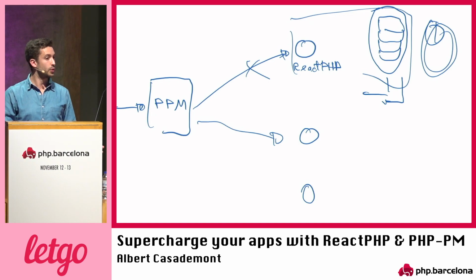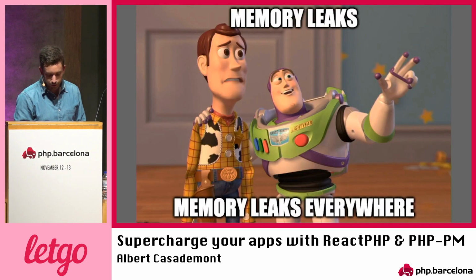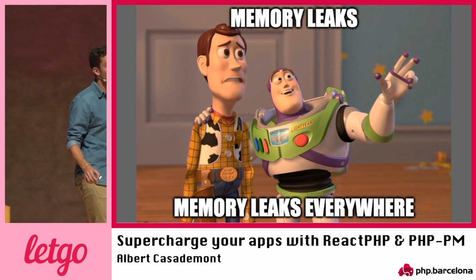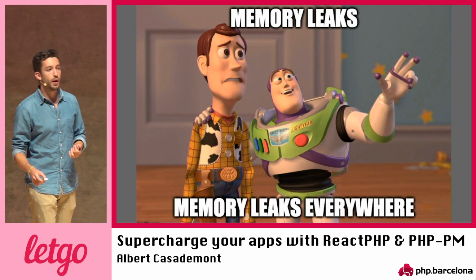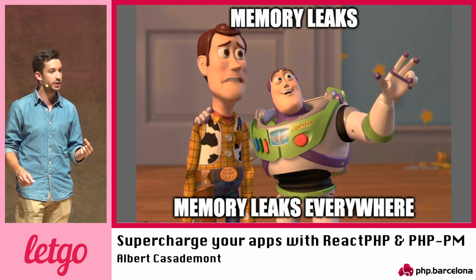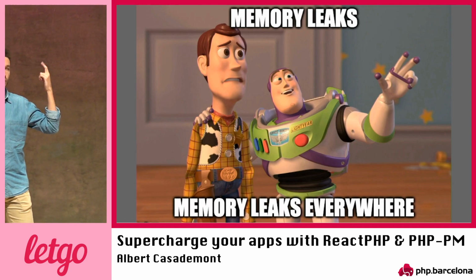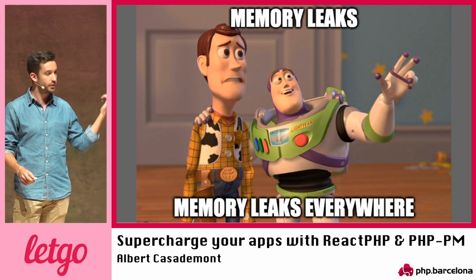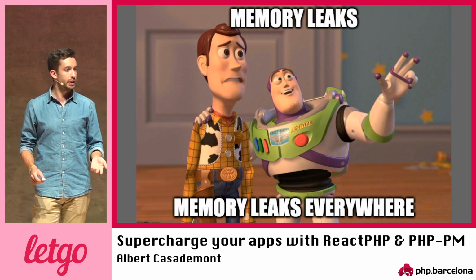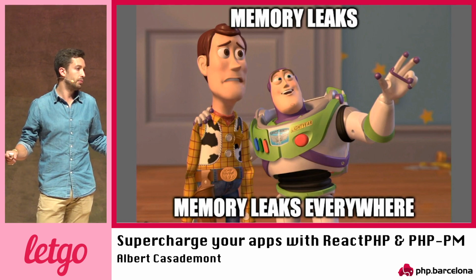So that solves quite a lot of problems, but memory leaks. Memory leaks are the biggest thing. Lorna was actually telling you about this a little bit before. When you're dealing with workers, you're dealing with long-running processes. PHP-PM and ReactPHP are long-running processes. They do stay put for a lot of time, and you get memory leaks. You get memory leaks without knowing it.